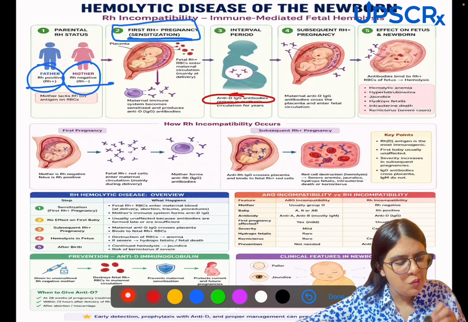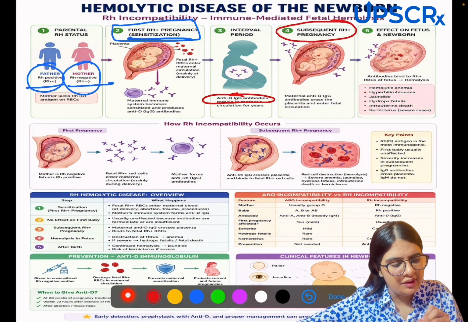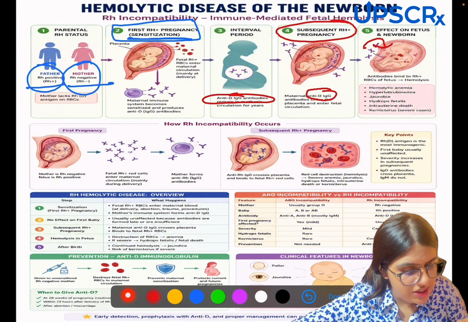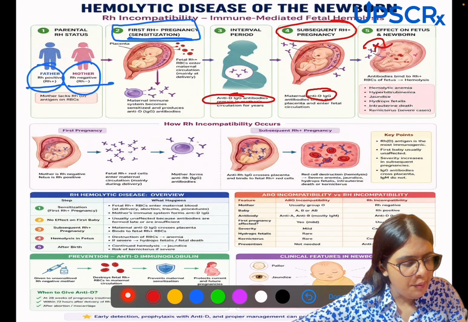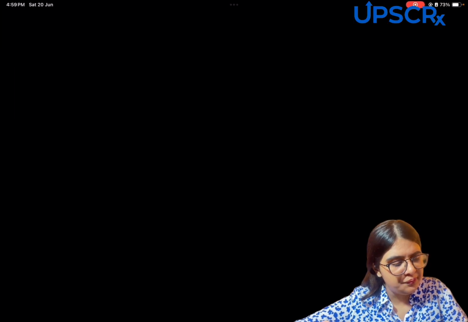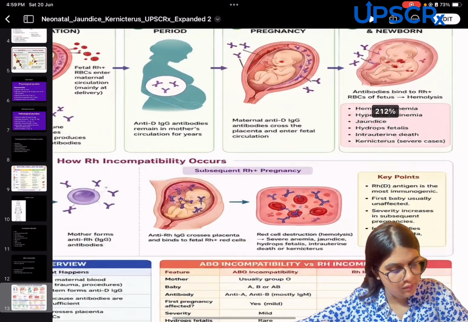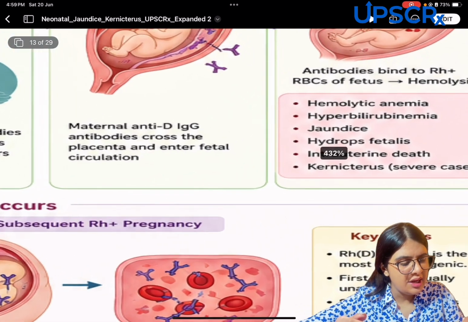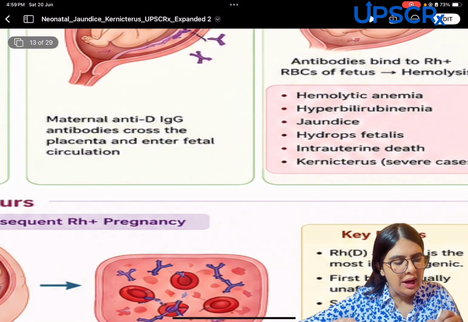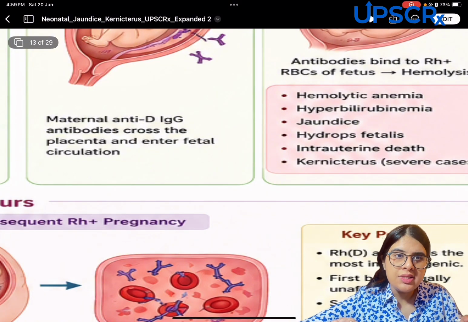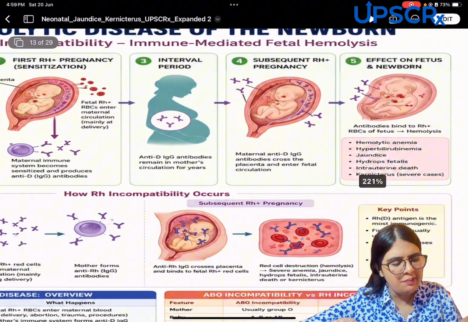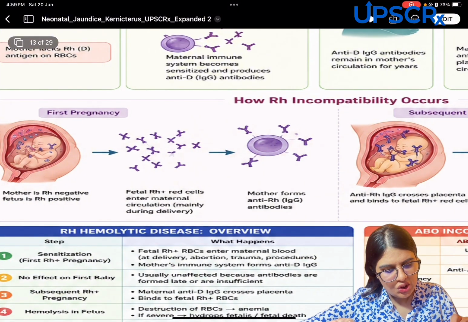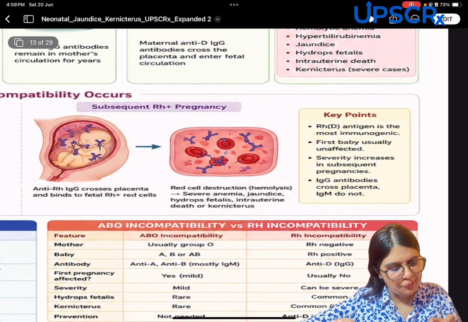And in the subsequent RH positive pregnancy, that is the second pregnancy, what will happen? The anti-D antibodies will start attacking the fetus. So now what will happen in this baby? There can be hemolytic anemia, hyperbilirubinemia, jaundice, hydrops fetalis, and intrauterine death, even kernicterus in several severe cases. So this I think we've studied: first pregnancy sensitization and subsequent RH positive pregnancy.